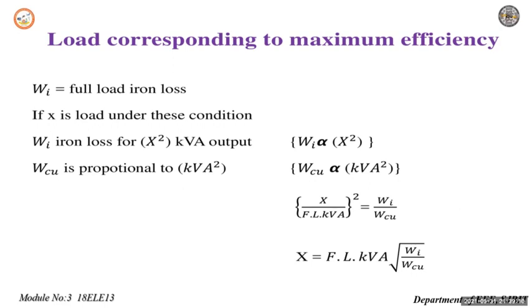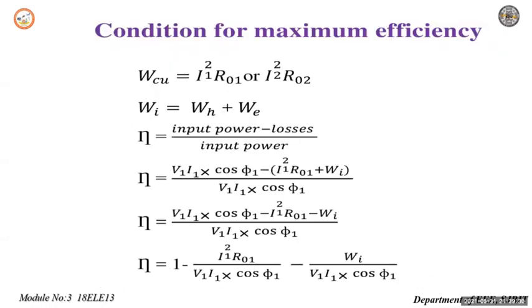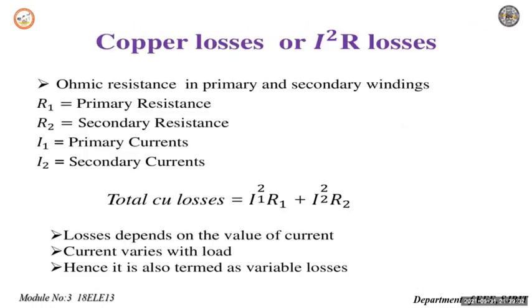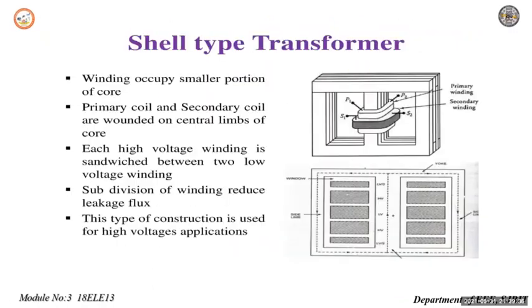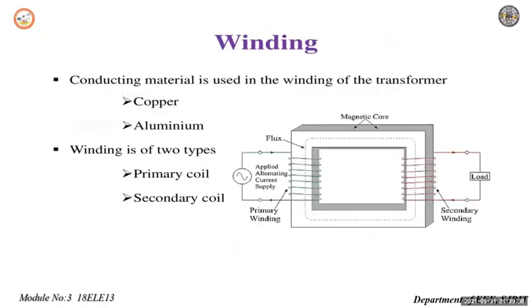Then similarly, we can talk about the voltage regulation of a transformer. What is voltage regulation of a transformer? You know what regulation is. Because of the voltage drop across the primary and secondary impedances, the secondary terminal voltage changes. You can look at the screen. If I go back, I can show you the circuit.